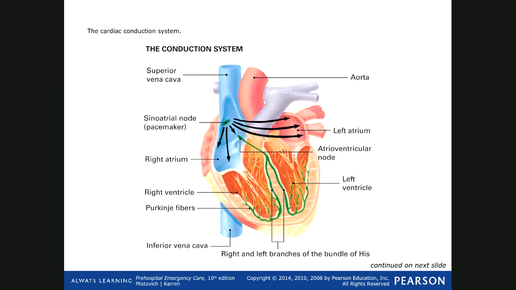All right. So once it makes it through the AV node, it's going to go into the bundle branches. You have a right bundle branch, you have a left bundle branch, and then it's going to terminate into the Purkinje system or the Purkinje fibers.